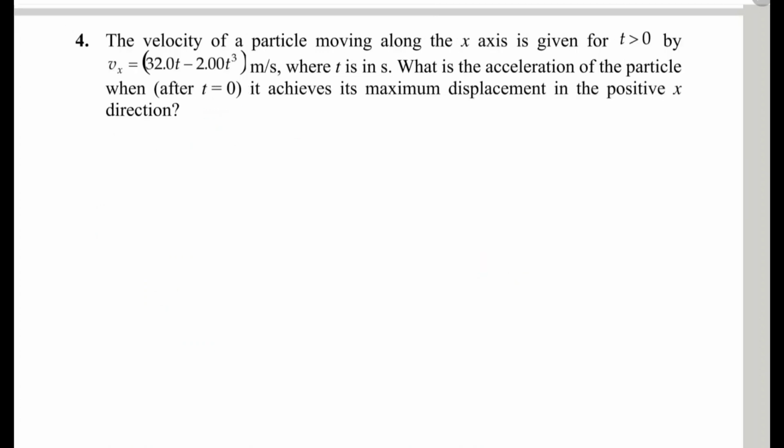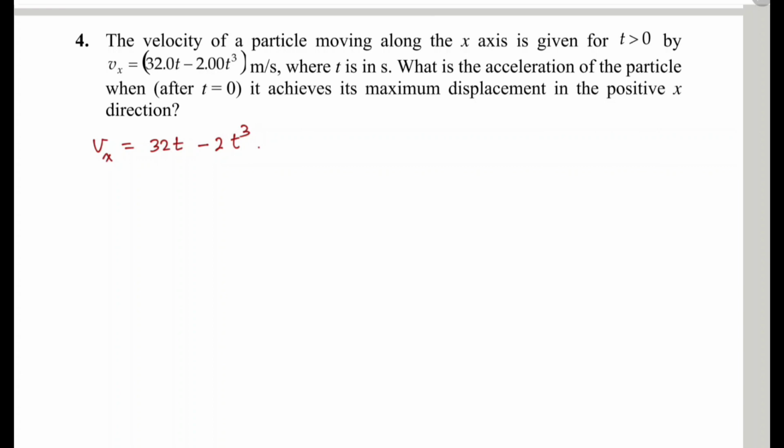The velocity of a particle moving along the x-axis is given for t greater than 0 by this one here, where t is in seconds. What is the acceleration of the particle when, after t equal to 0, it achieves its maximum displacement in the positive x direction? Now, let's check the given information here. We have actually here the velocity of the particle. It's equal to 32t minus 2t cubed. Now, the question asks for the acceleration when the particle achieves its maximum displacement in the positive x direction.